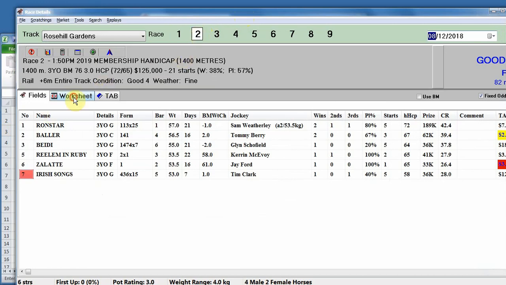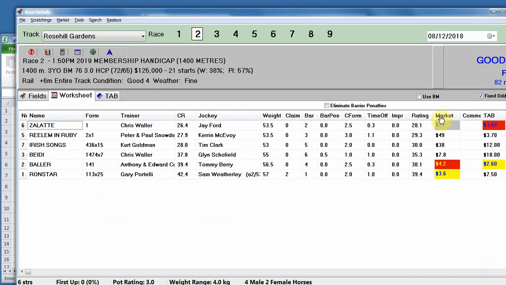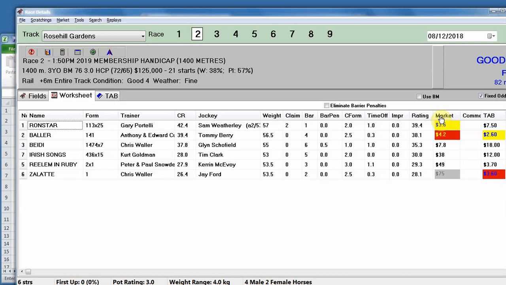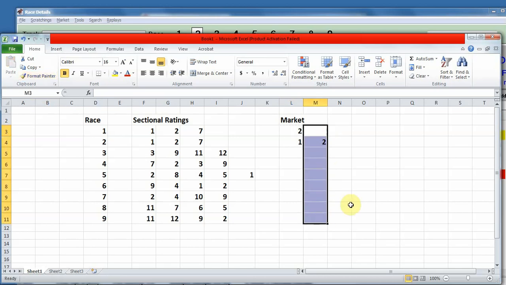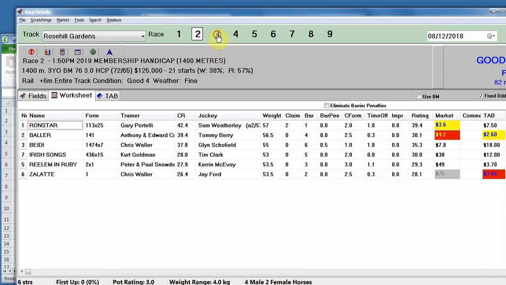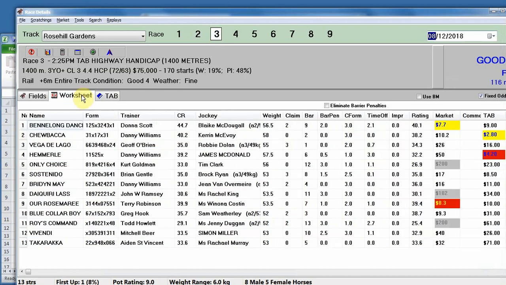Looking at race 2, the same thing, not a lot of starts. But sorting the market, we end up having the 1 on top, so we could possibly think about taking that, or we could have a look at the top 2. So let's put the top 2 in, so 1 and 2. Alright, going on to race 3. In terms of the market, this is getting to be a more serious race.